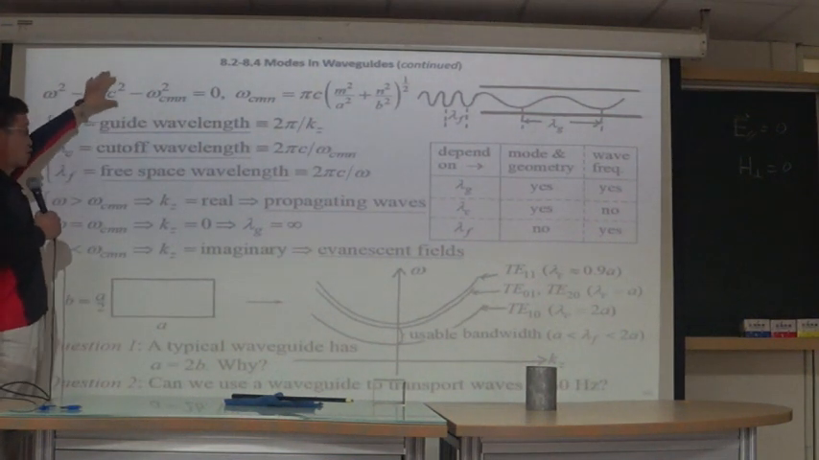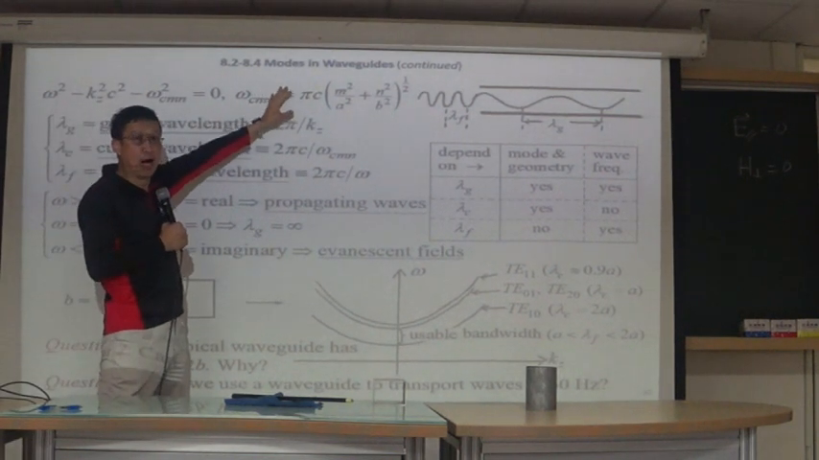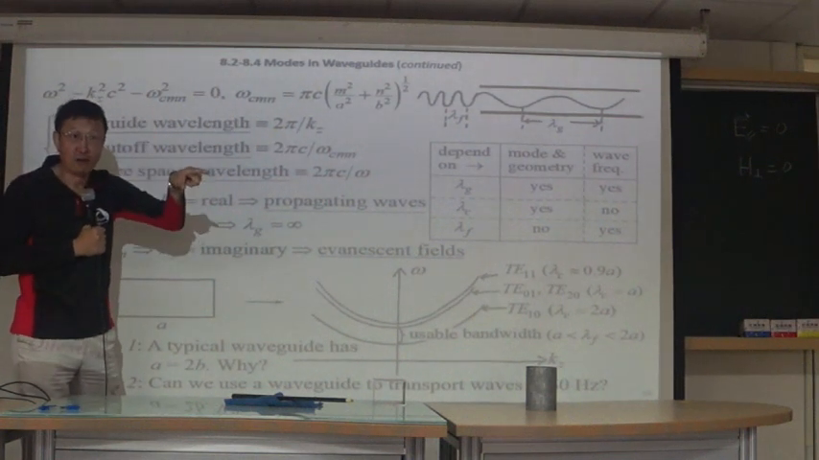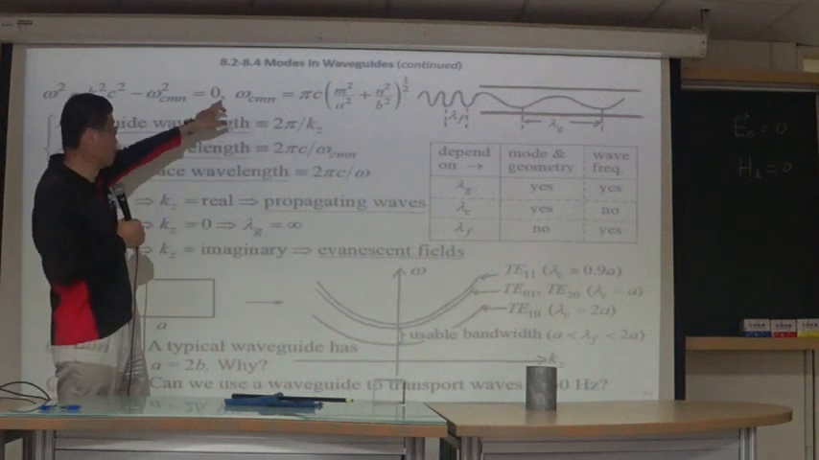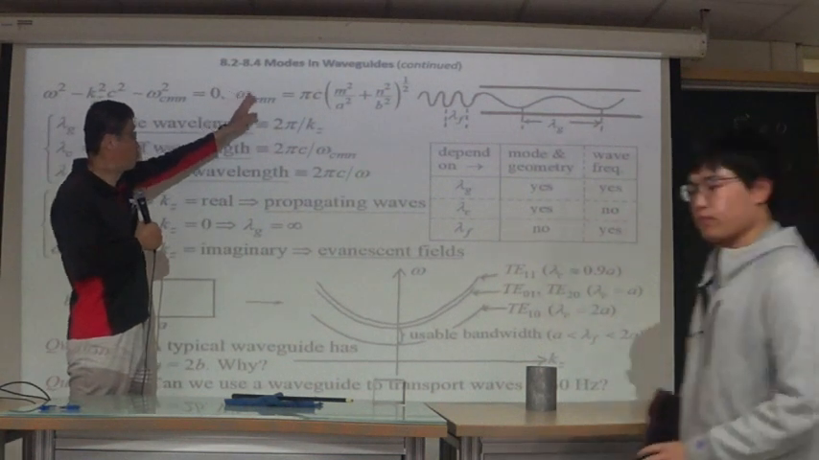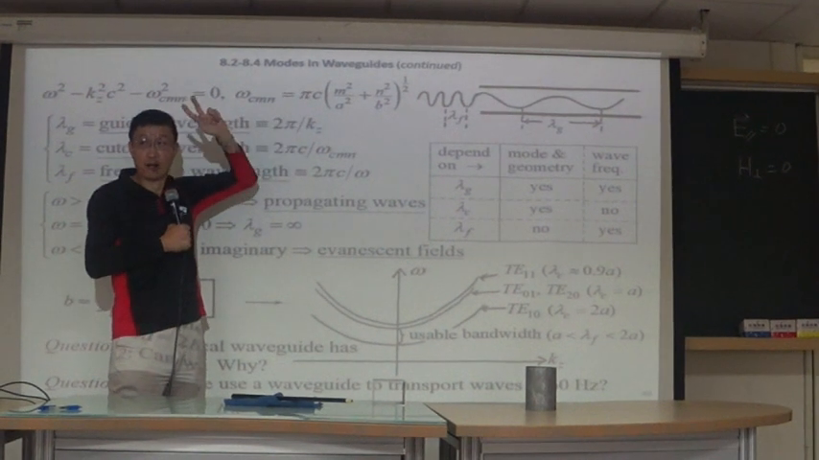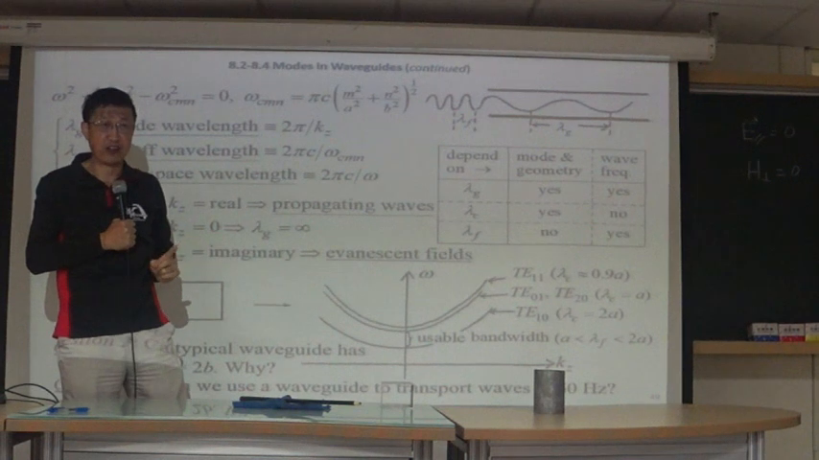Okay, this is the dispersion relation. This one is the cutoff frequency, but keep this in mind: actually, it's a cutoff angular frequency. Angular frequency. So for f, you should divide it by 2 pi. Okay? Keep this in mind. People will be easily confused.